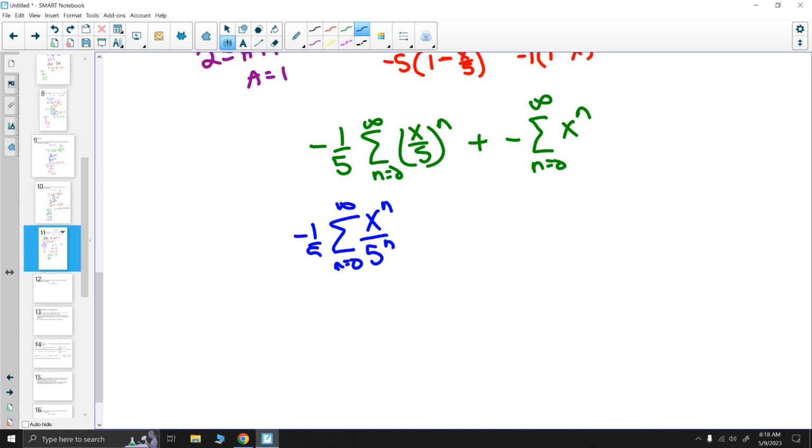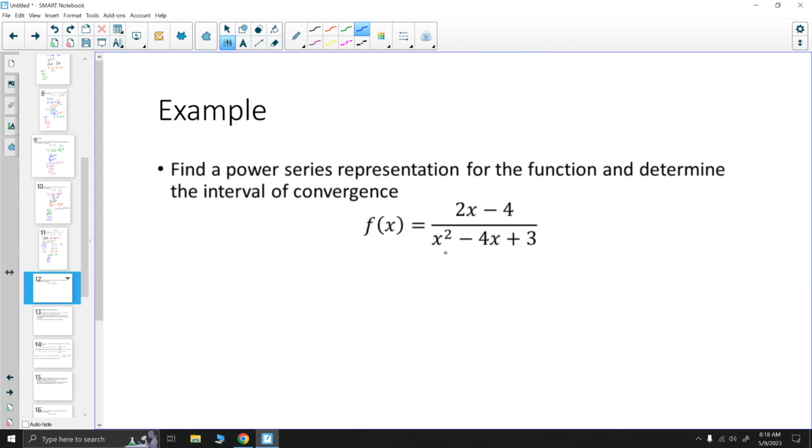This is negative 1 over 5. So I could put this 5 in here. I could also put the negative in, but I think it's easier to see it outside, so I'm going to leave it out because it's not alternating. This negative is not alternating. It's not dependent on n. It's just always negative. Okay? And so we're going to put this thing in. This is negative the sum n equals 0 to infinity of x to the n over 5 to the n plus 1. Because again, 5 times 5 to the n is 5 to the n plus 1.